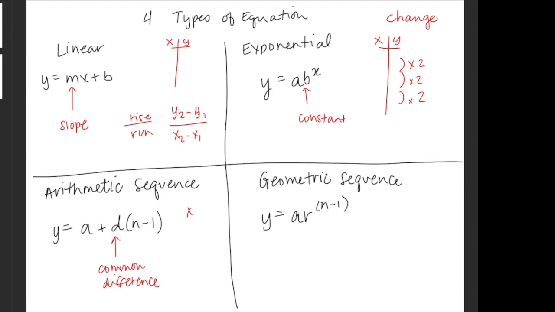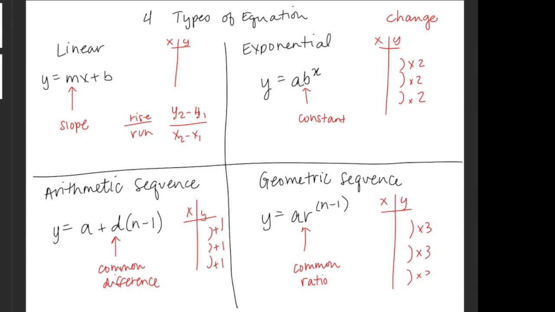But because it's an arithmetic sequence and it increases or decreases by adding or subtracting, it's not going to be a number that we're multiplying. So your common difference is going to be something that you add or something that you subtract to your y values. In a geometric sequence, however, you are going to have that common ratio. So the change from one y value to another is going to be a multiplication number, or you're dividing by a number.